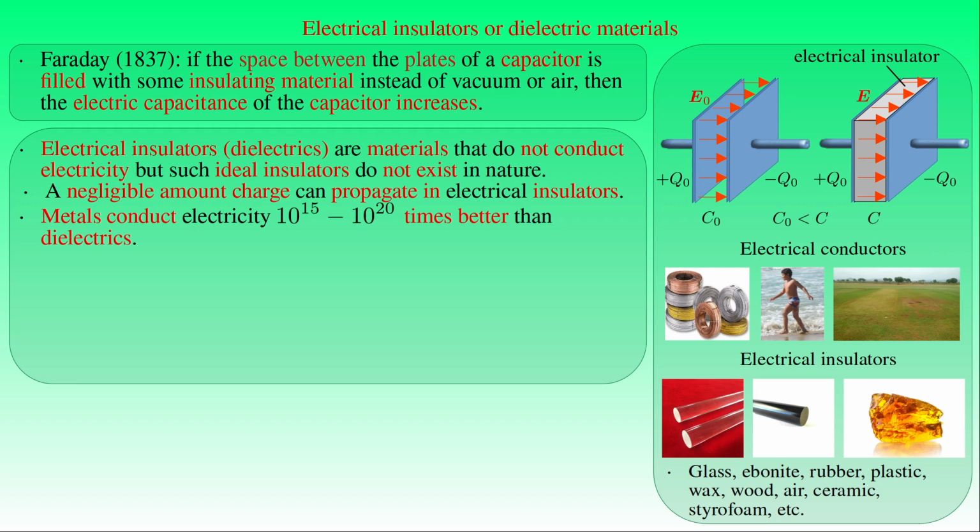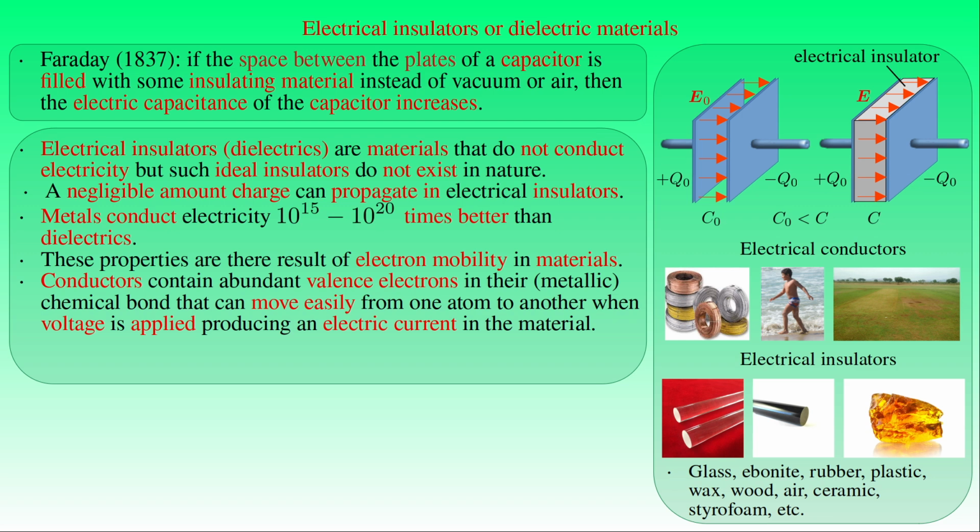We already had a discussion on the quantized nature of electric charge, and established that electrons and ions are charge carriers. Hence it is easy to see that the properties of electrical conduction and insulation are the result of electron mobility in materials. Conductors contain abundant valence electrons in their chemical bonds that can move easily from one atom to another when voltage is applied, producing an electric current in the material.